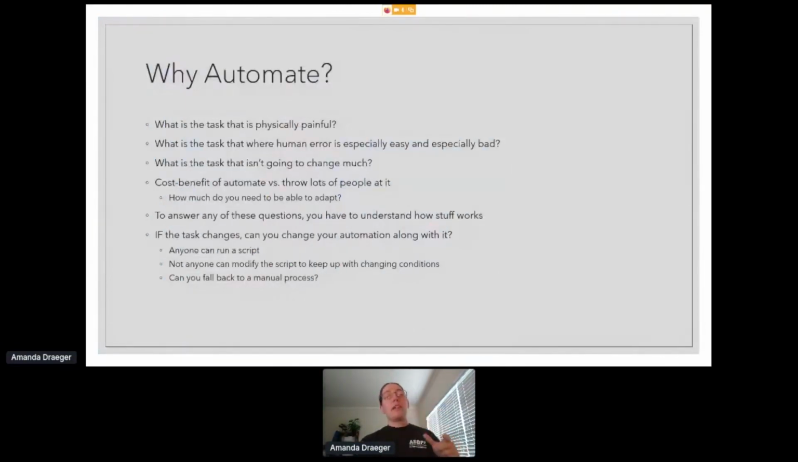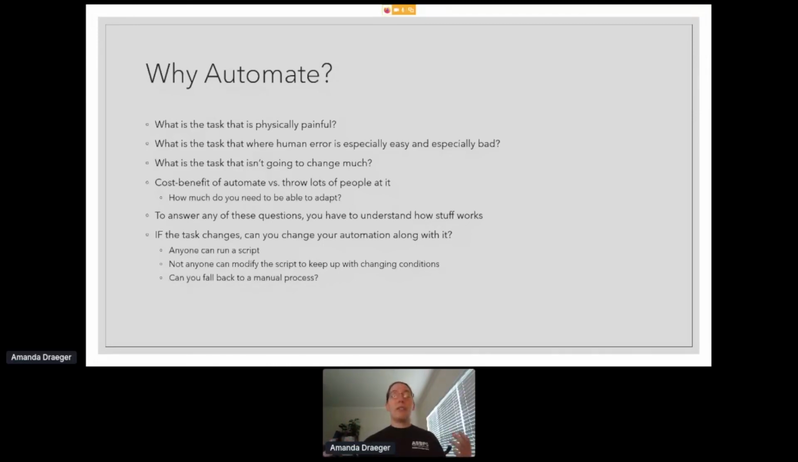But this concept illustrates a lot of fundamental questions that you should ask as to whether you should keep doing a process manually or should you try to automate it. And the first is what is the task within a process that is physically painful? Granted, with computers, you're not usually dealing with physical pain, but there's often something about the process that is really annoying. That is where you're going to have the most return on investment for automating a process.